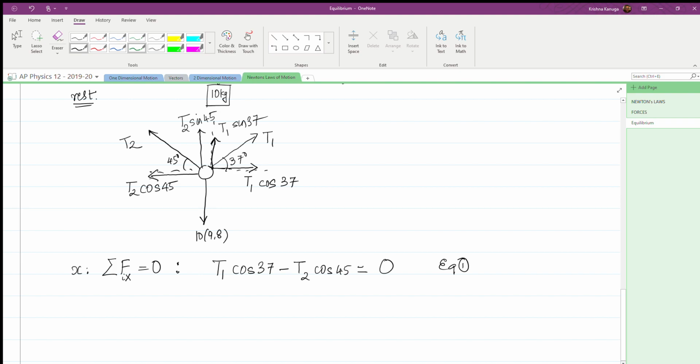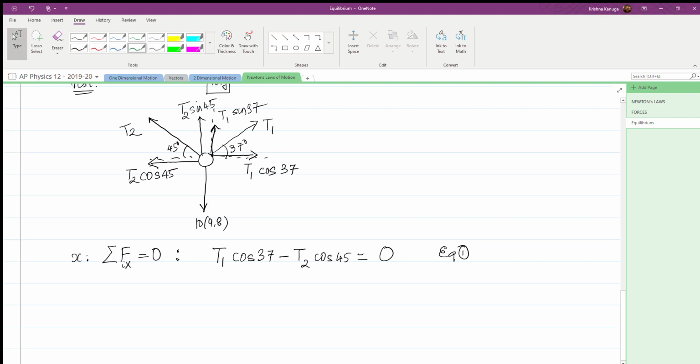Now, we can write a similar equation along the y direction. Let's write that the summation of all the forces along y is also equal to 0. At this point, pause, write what you think would be an appropriate equation along the y direction, and then come back.